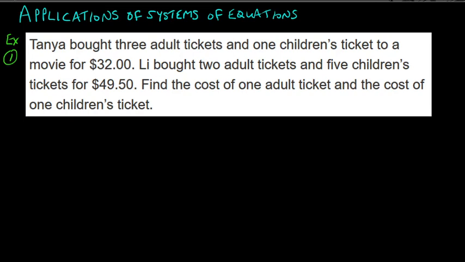Okay, so let's get to our first example. It says Tanya bought 3 adult tickets and 1 children's ticket to a movie for $32. Lee bought 2 adult tickets and 5 children's tickets for $49.50. Find the cost of 1 adult ticket and the cost of 1 children's ticket.